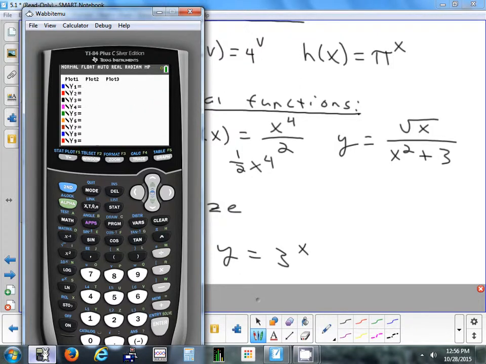Let's graph 2 to the x and 3 to the x, and we'll start with zoom 6, and then we'll zoom in a little bit. So there's 2 to the x, and there's 3 to the x. All right, so let's zoom in. Let's just do a zoom in, see if that works. Zoom in right at the origin.